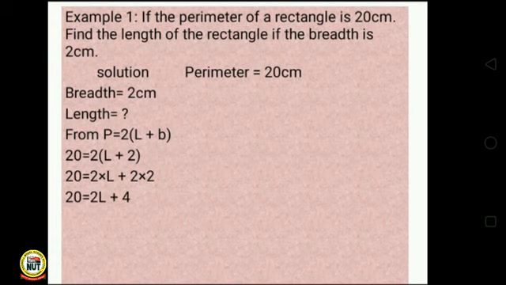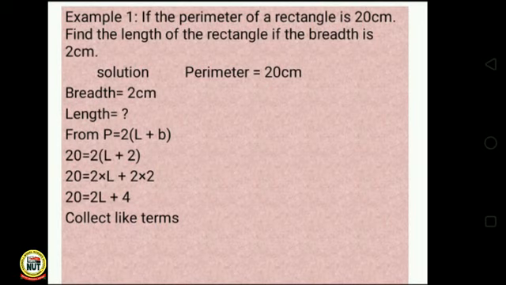Now, when you look at the right-hand side of the equation, you observe that one of the numbers is carrying L. That is, the 2 is having L, isn't it? And the 4 is not having any alphabet. Now, at the left-hand side of the equation, you have 20. You are going to collect those that do not have letters. Those numbers without alphabet, you collect them at the left-hand side of the equation. That is, collect like terms. Now, the plus 4, we cross over.